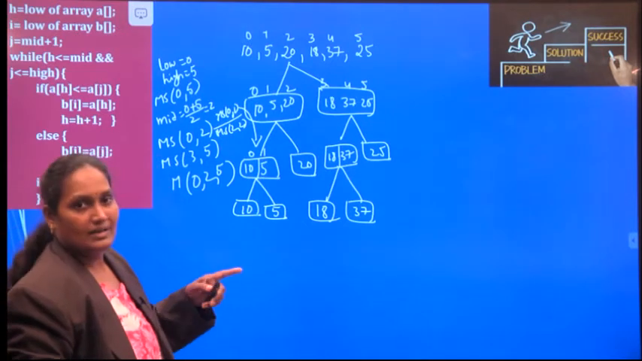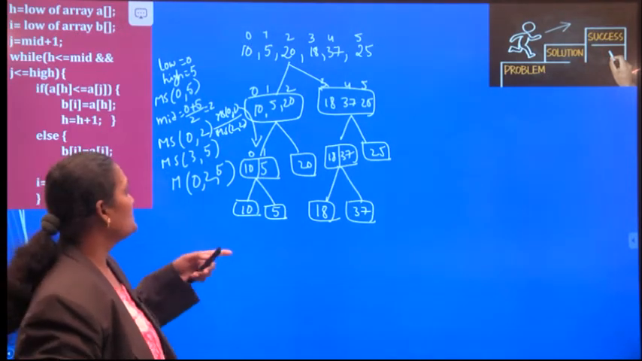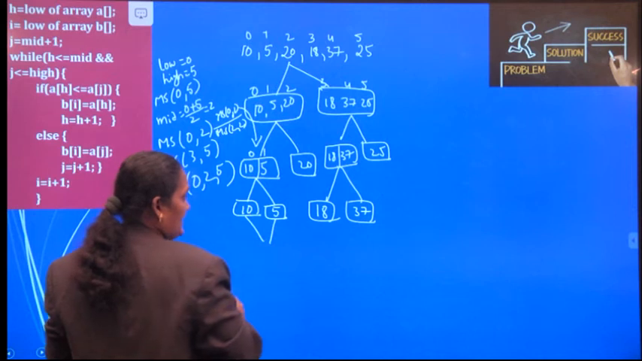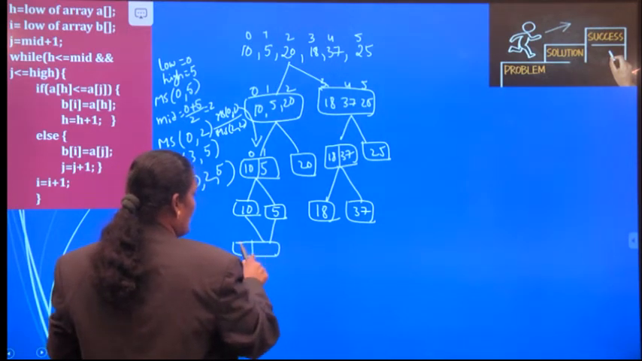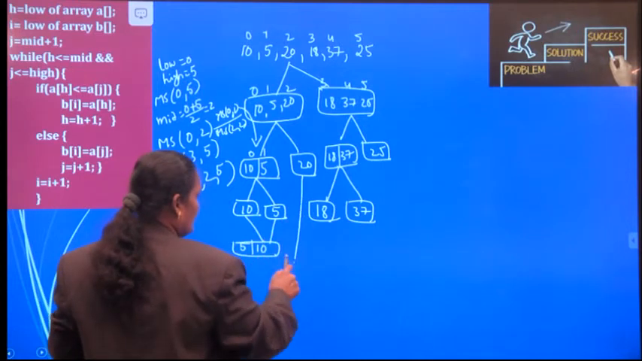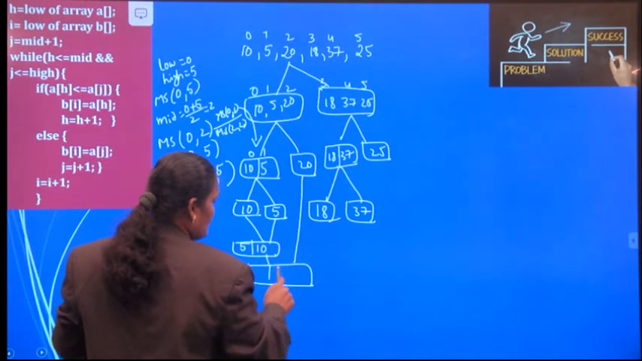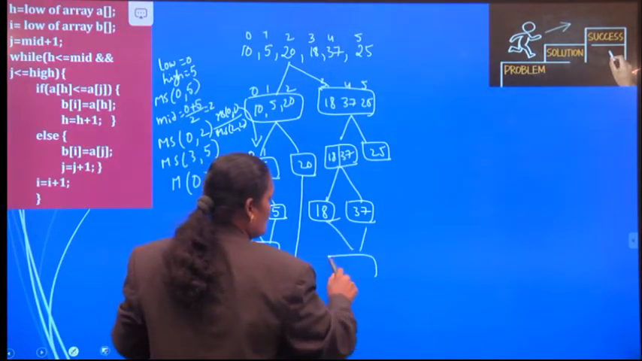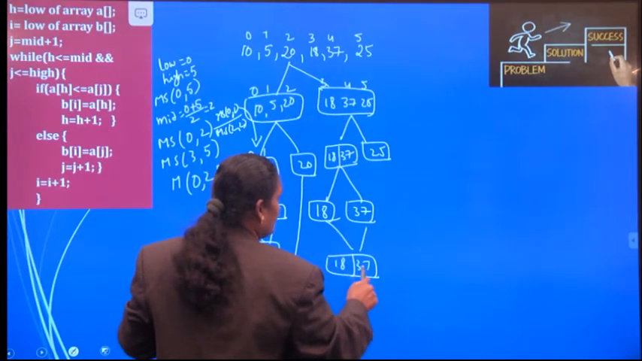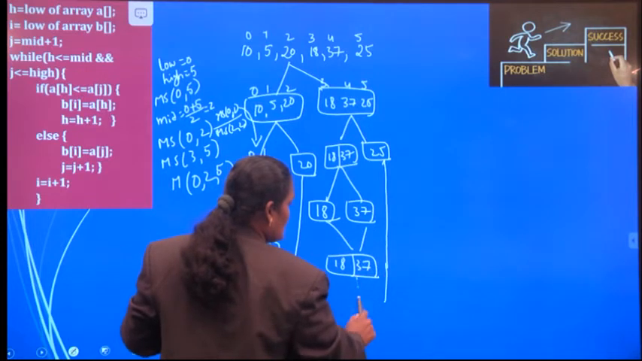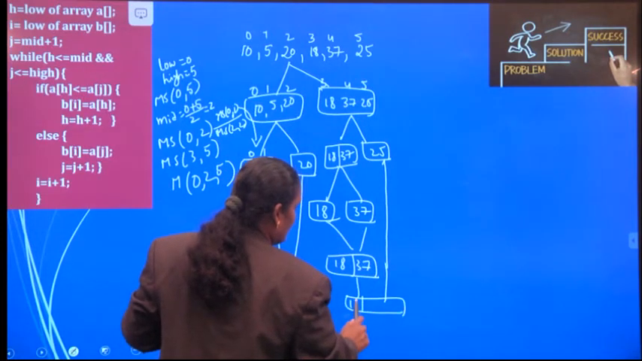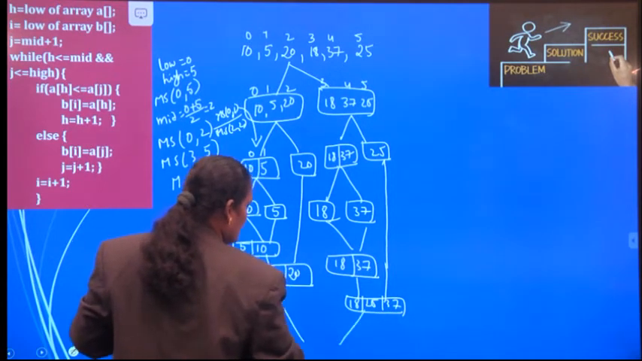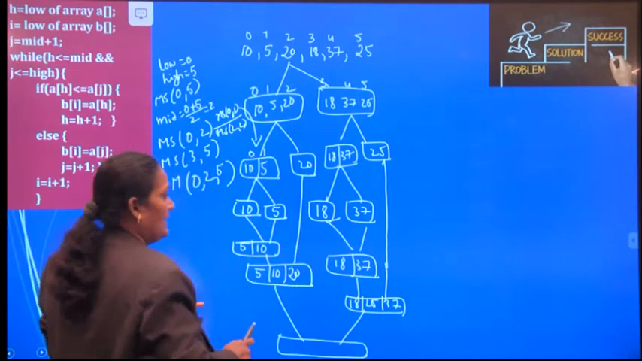Now we need to call the merging procedures. How to do that merging? First we need to merge these two. By merging these two, we will get 5, 10. After that, we need to merge these two. By merging these two, we will get 5, 10, 20. Now later we need to merge these two. By merging these two, we will get 18, 37. Later we need to merge these two. By merging these two, we will get 18, 25, 37. Now we need to merge these two to get the sorted array.